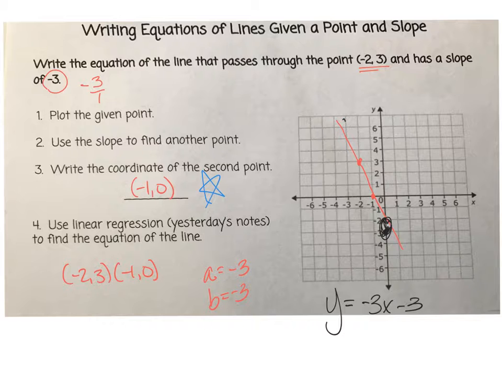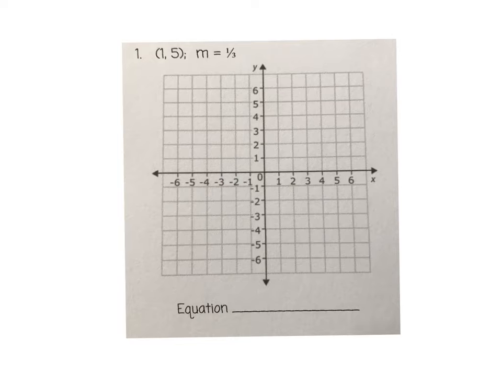So let's try another one. Let's go ahead and give this one a try. My first point is at 1, 5. Here's that point. I've plotted that. My slope is 1/3. Remember, that is rise over run. I'm going to rise 1 and run 3. So I can read that second coordinate. My second coordinate lies at 4, 6. And my first one was at 1, 5. So I have my 2 data points.